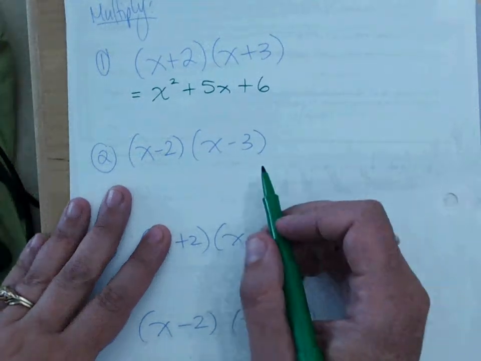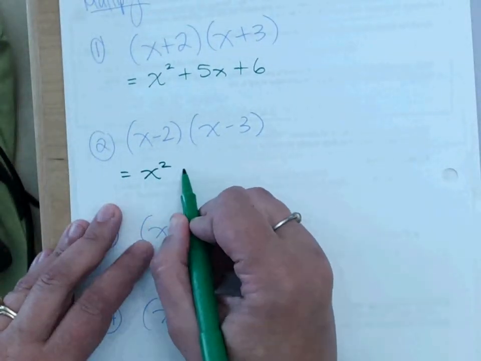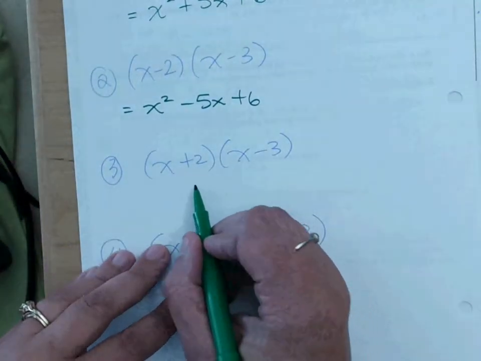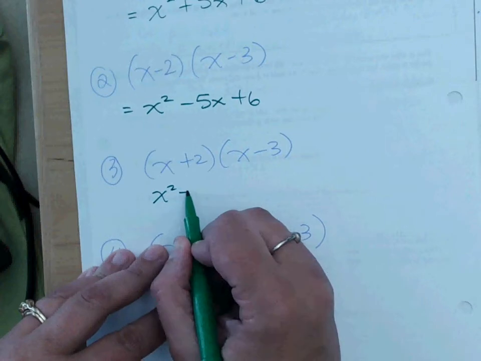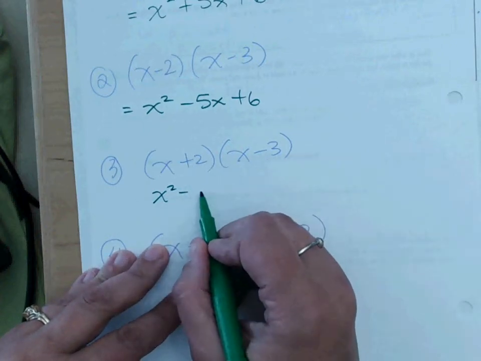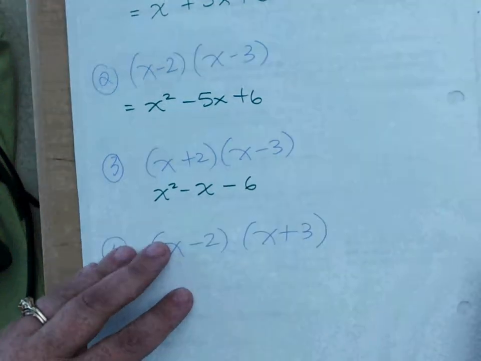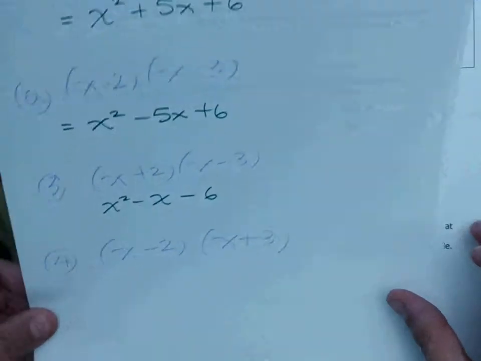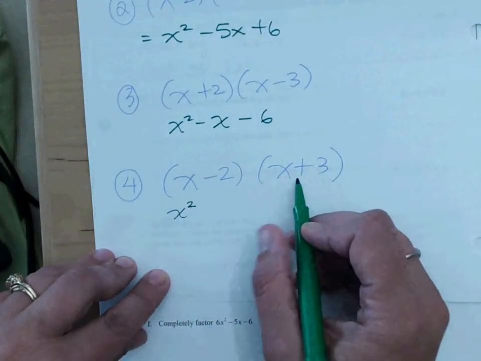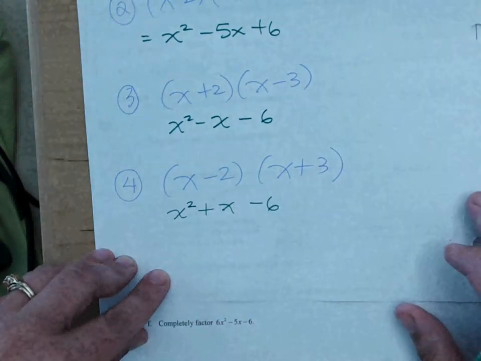And what did you get when you multiplied these out? And what about here? Wait a second. You should get minus x minus 6 for number 3, right? And this one, you would get x squared plus x minus 6. Is that what you got?